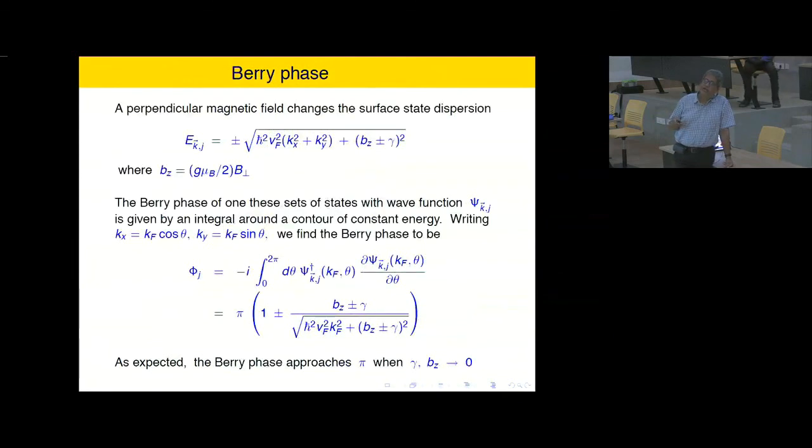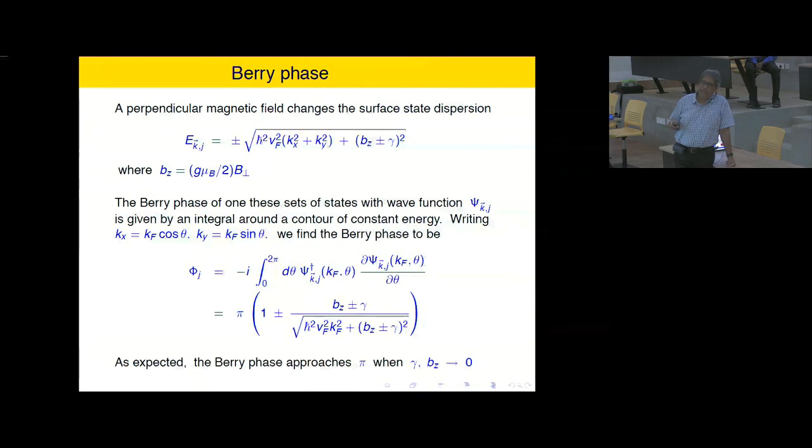So you can do this calculation of the Berry phase. When you turn on the Zeeman field, you find that the surface state dispersion has this form. This is a familiar form that we saw before. The extra term is Bz plus minus gamma squared. Bz is some dimensionless quantity built out of the Zeeman field, the gyromagnetic ratio and the Bohr magneton. Now there are actually 4 states here because you can have plus minus and plus minus. So you can calculate the Berry phase for any one of these 4 sets of states.